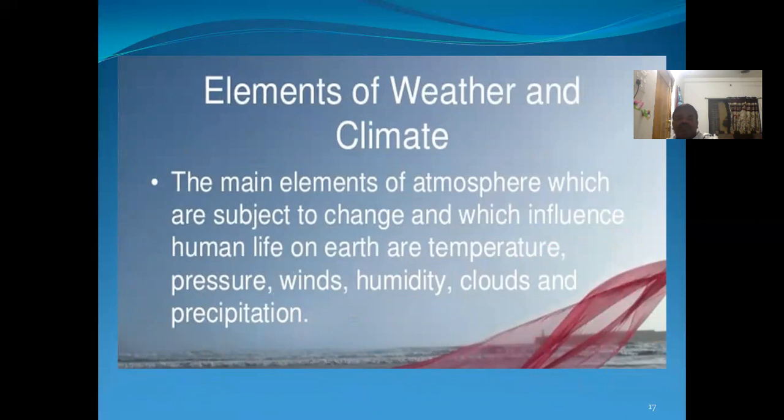The elements of weather and climate. The main elements of the atmosphere which are subject to change and which influence human life on earth are temperature, pressure, wind, humidity, clouds, and precipitation. All these factors are more or less important, and they influence the life of human beings and other animals also.